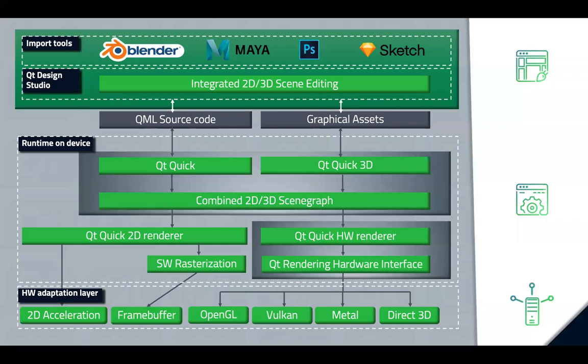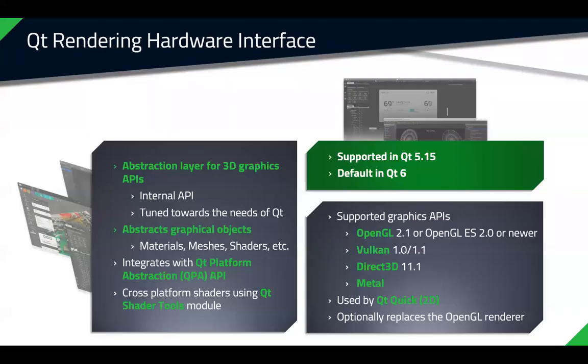Okay, let's go through things a little bit more piece by piece. We start at the bottom with the rendering hardware interface. As I already mentioned, this is an abstraction layer that we are now introducing for 3D graphics APIs. Initially, for Qt 5 and also the first versions of Qt 6, this is an internal API that we are using, and it's tuned towards the needs of Qt.